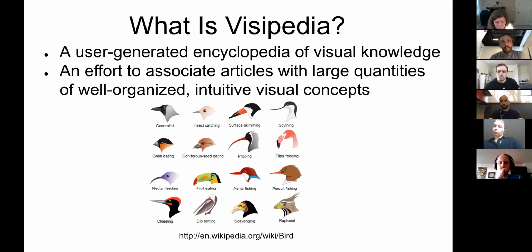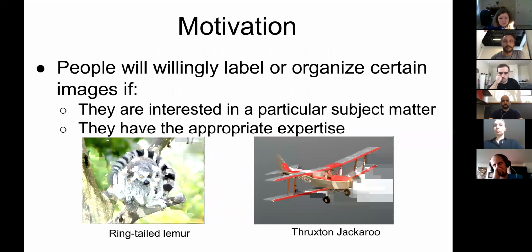But even if you're not a member of one of these communities, you can still appreciate it just from a visual perception point of view. You can see the different types of bills that a bird can have. And you may not know that specialized terminology, but you know it when you see it. And so with the Visipedia project, we want to make that type of content shareable. We want to capture and share visual expertise, even if you don't know that specialized terminology or know about the taxonomies behind that kind of data.